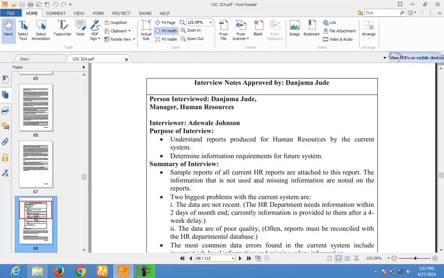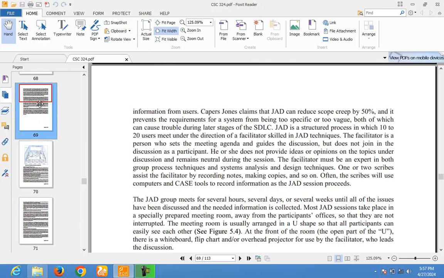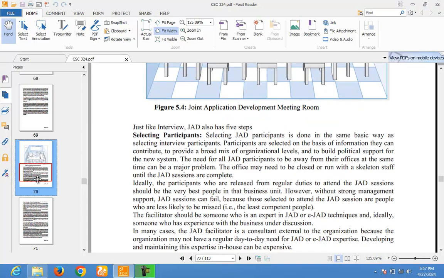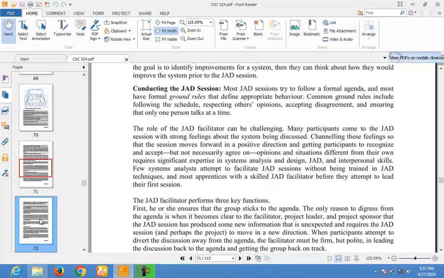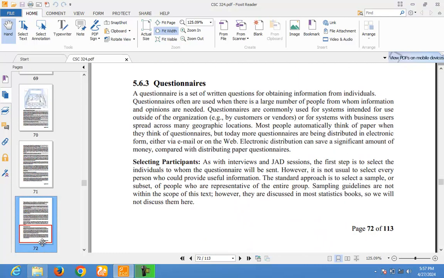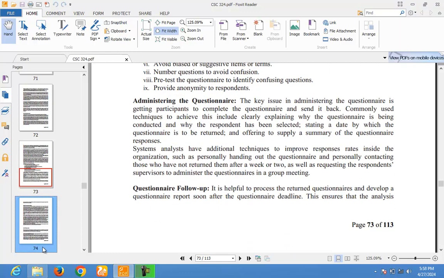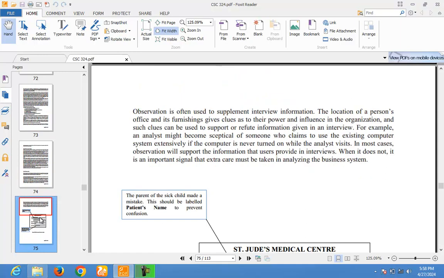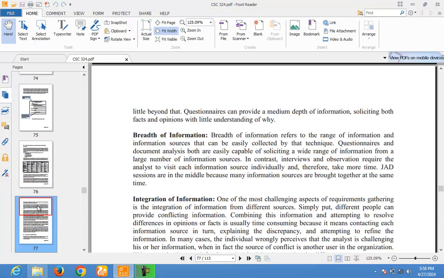These are examples of interview notes. I'll go through them. Then we have the joint application development. It is JAD. It's an information gathering technique also. You can read more about JAD in your material. As I want to round up this specific aspect, questionnaires, I mentioned it, so these are things that you can read on your own, and if there's anything that is not clear, please feel free to ask in the discussion forum.